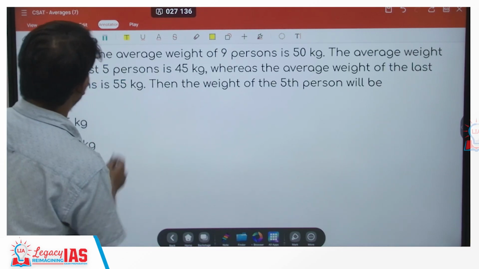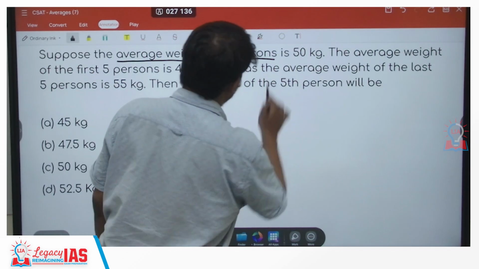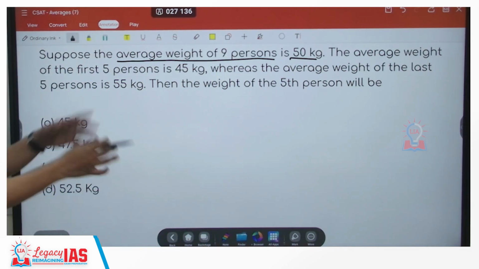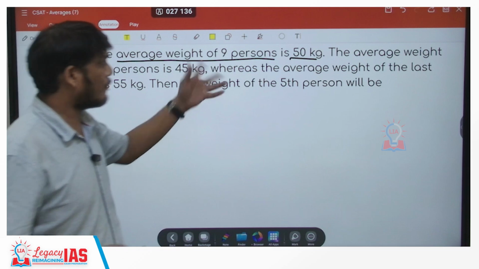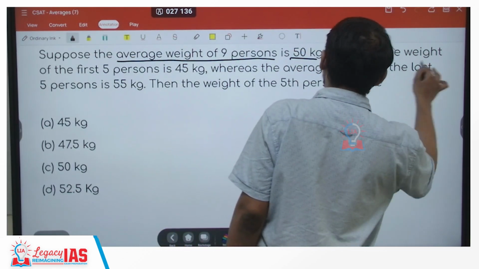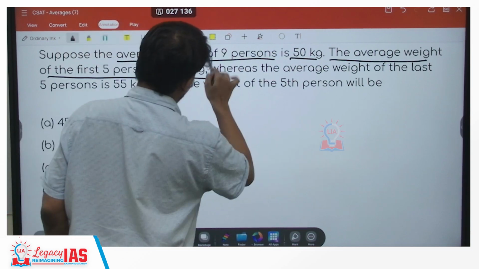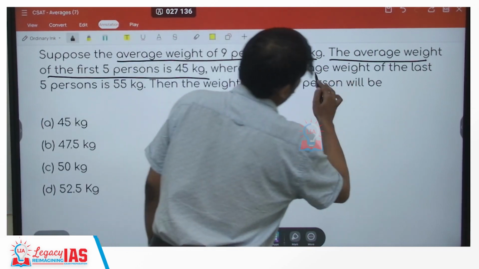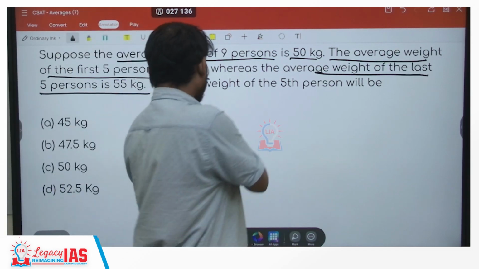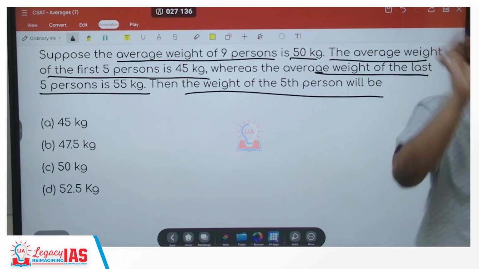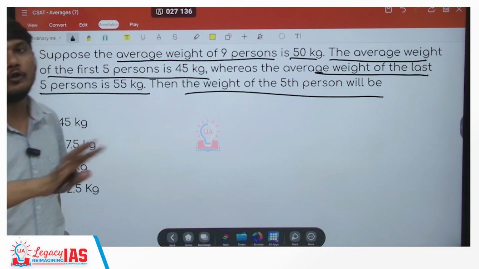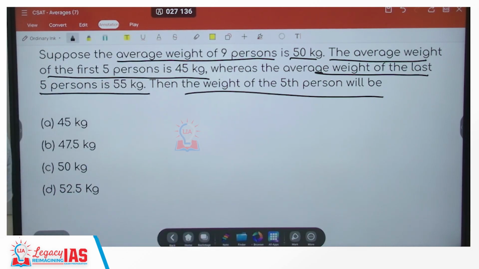The question says, suppose the average weight of 9 persons is 50 kgs. Okay, that means each one of them on an average is weighing 50. Of course, we know some may have more, some may have less. Then also it says the average weight of the first 5 person is 45, whereas the average weight of the last 5 person is 55. Okay, then they ask the weight of the 5th person. So first 5 and last 5. So 5th person is common in both of them. So they want to know the weight of the 5th person.